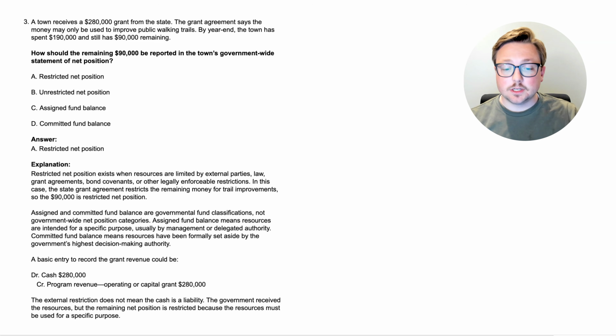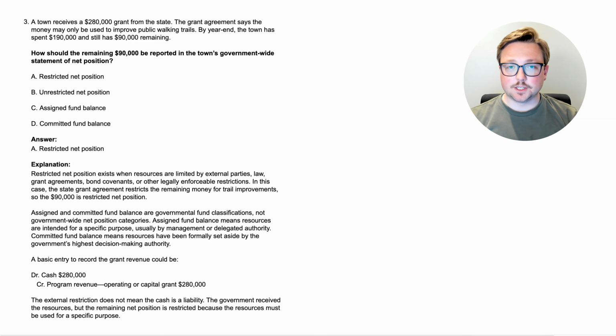The external restriction does not mean the cash is a liability. The government received the resources, but the remaining net position is restricted because the resources must be used for a specific purpose. So again, externally restricted for a specific purpose. They cannot change what that money is to be used for. Whereas if you think about it, if management set money aside for something, they could probably change that somehow and choose to use it for a different purpose. But since this was an external restriction, they can't say, well, we want to use this money for something else anyway. So we learned the second piece of net position there, restricted net position.